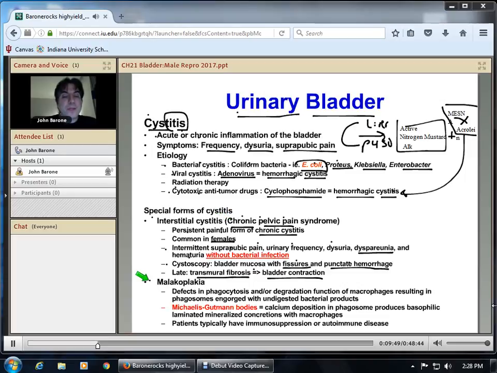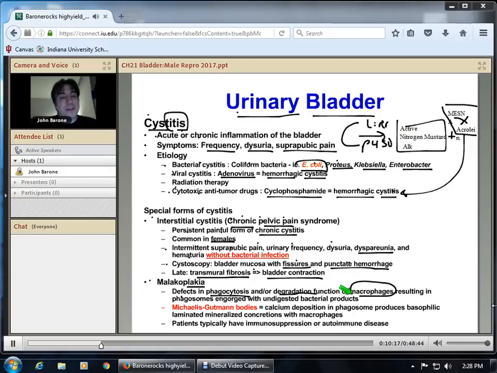Now, the next one is also kind of interesting for exams because it's a buzzword. There's an easy buzzword. If you get the buzzword, you'll get it right. This is called malakoplakia. Now, plakia is a plaque. So you'll see these plaque-like lesions inside the bladder. Now this is due to defects in phagocytosis, so the macrophages either have trouble eating or they have trouble digesting. It's kind of like indigestion of macrophages.